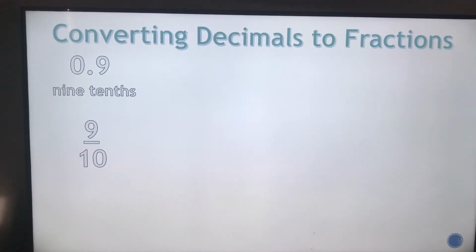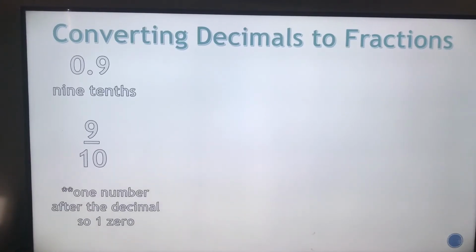If you understand your place values, it's going to make this process a lot easier. The thing you must always remember, though, is to simplify. 9 and 10 have nothing in common but 1, so I am done. So there's a little trick I have. How many numbers were after the decimal point here? 1, right? So that means I'm going to put 1 0 on the bottom. Okay? So that's one way to remember it if you can't remember how to actually say it. And you'll see what I mean by that with this next example.